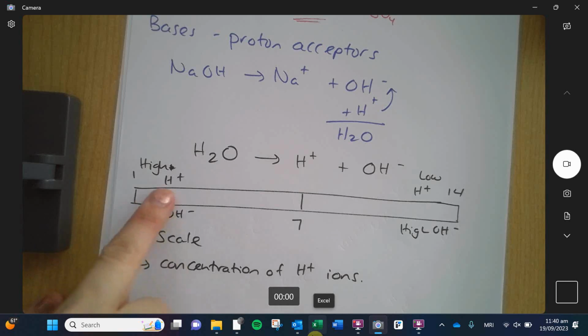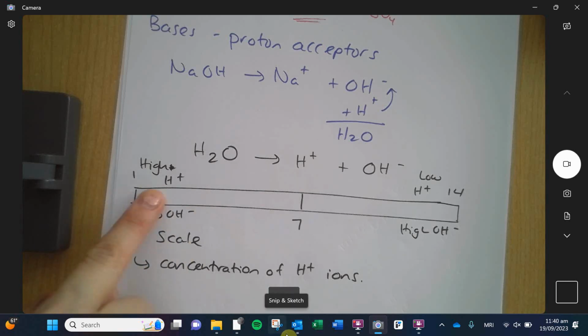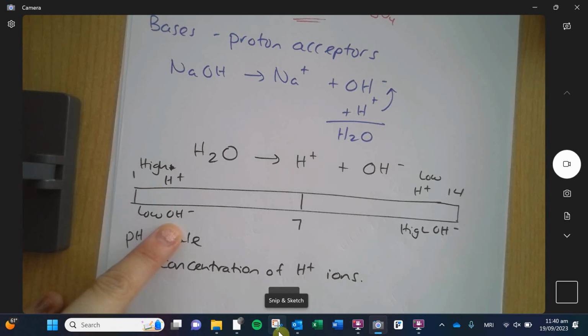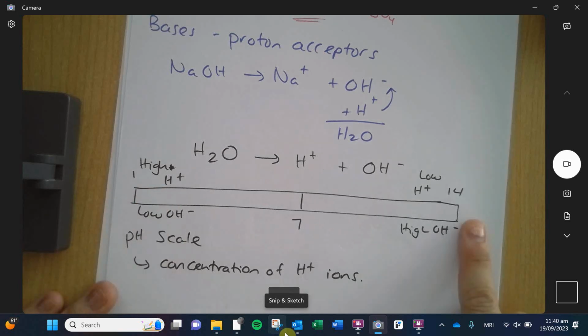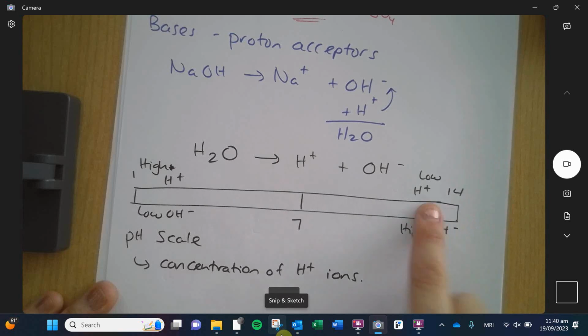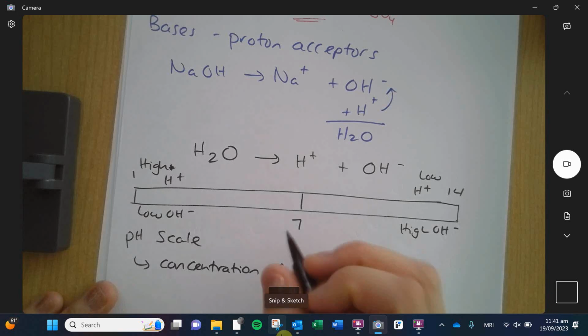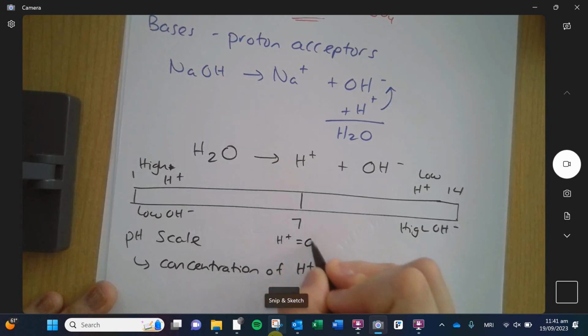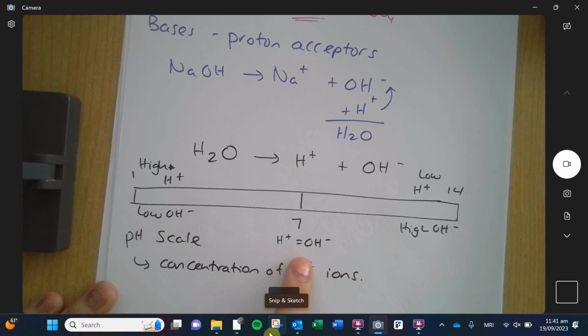Okay, backtrack. So at a low pH, you have a high concentration of hydrogen ions, which is what makes something an acid. You have a low concentration of the OH ion, which is what makes something a base. On the flip side, for high pH, you have a low hydrogen concentration, and you have a high OH concentration, making it a strong base. If I'm at 7, the hydrogen concentration and the OH concentration are equal to each other. So that's neutral.